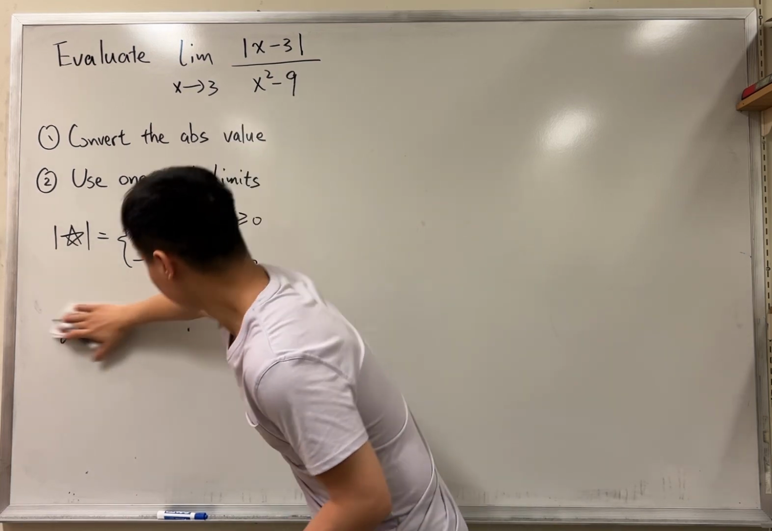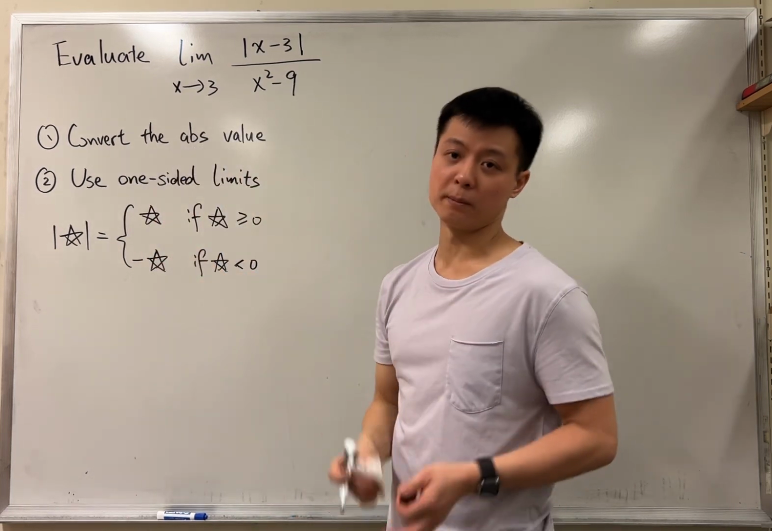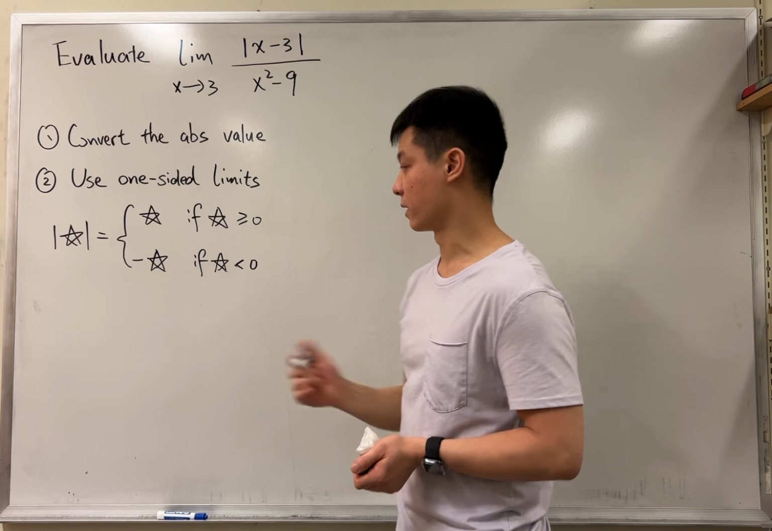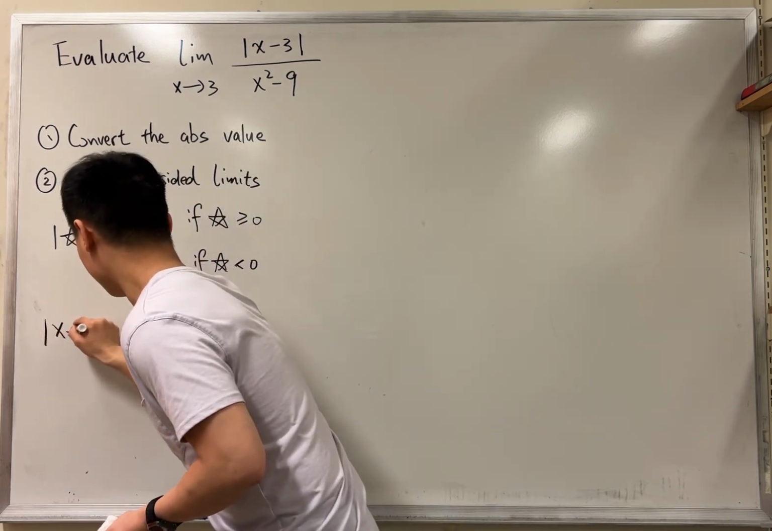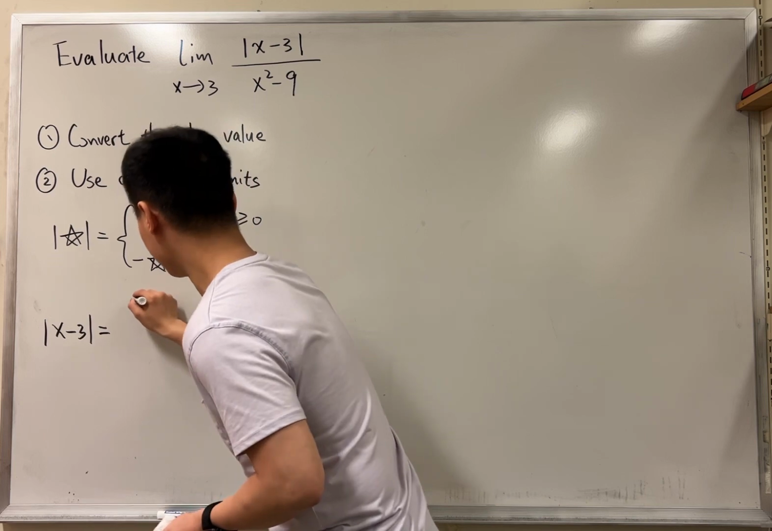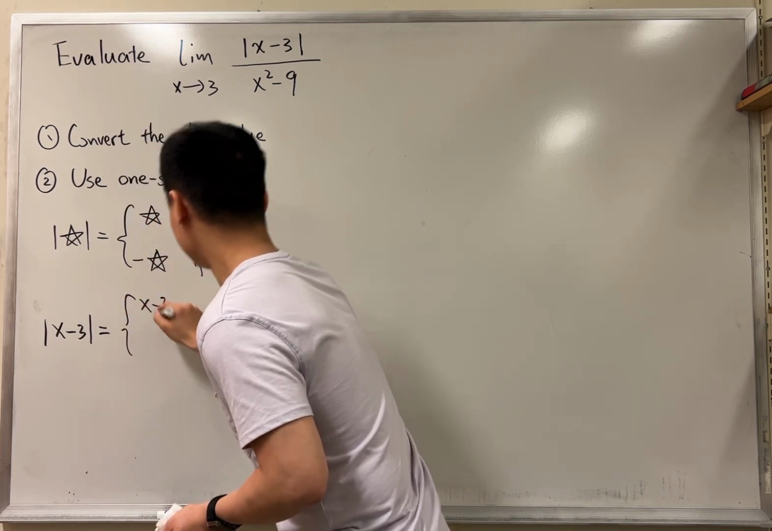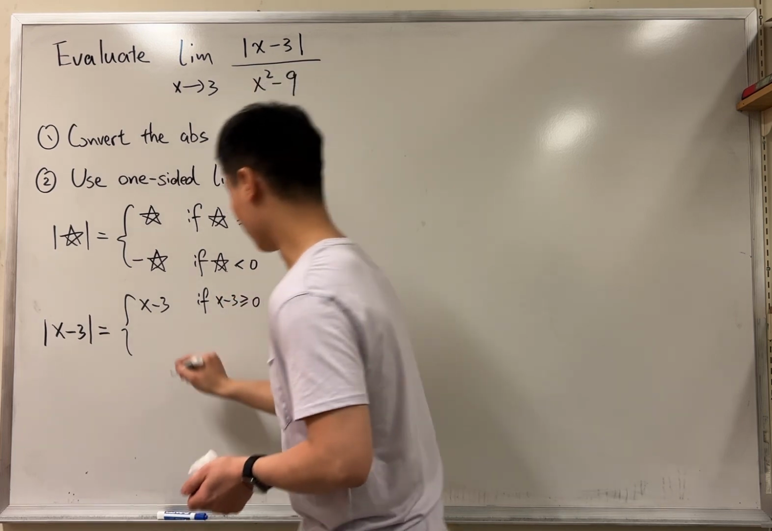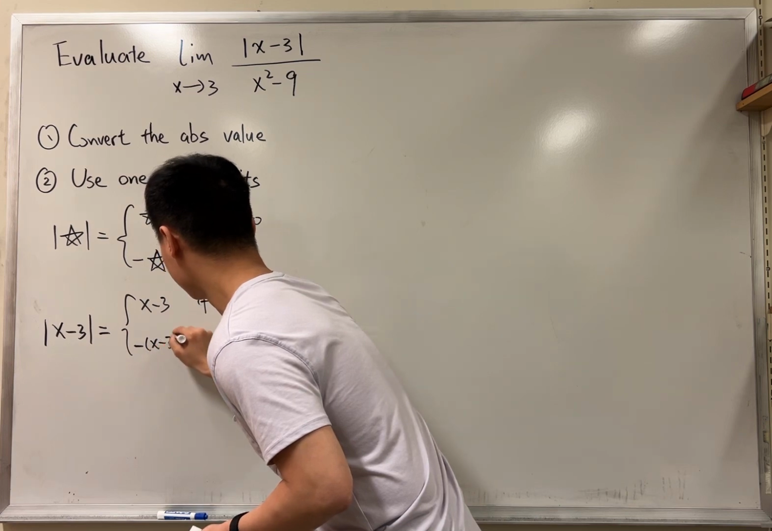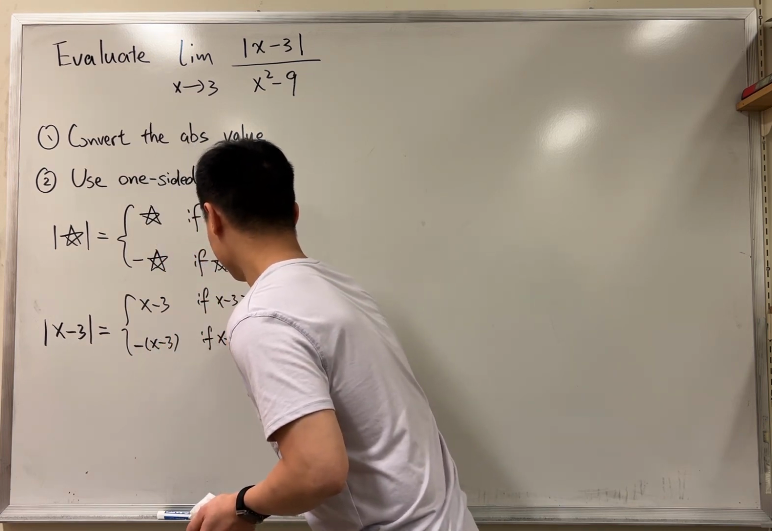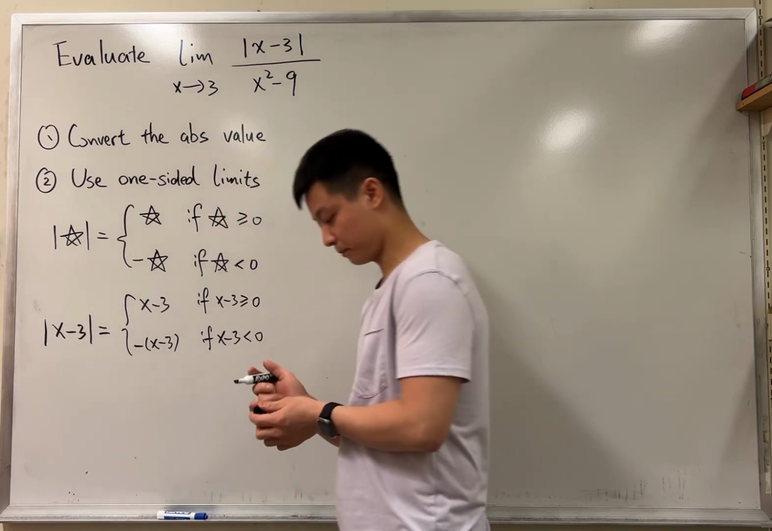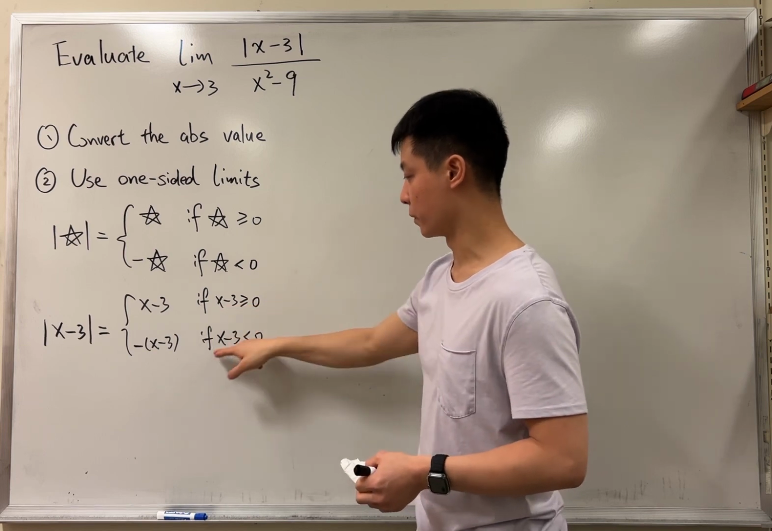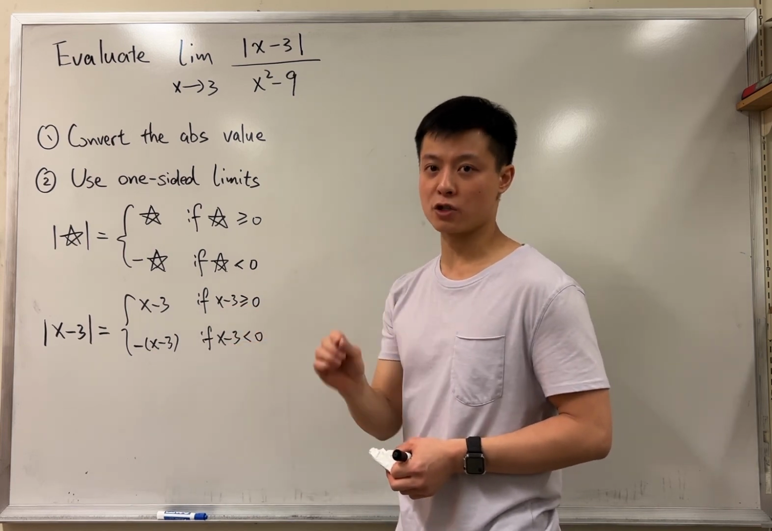Okay, so after understanding the concept of how to convert this into a piecewise function, let's take a look at how we can convert this absolute value of x minus 3. Using the template, we're going to have the absolute value of x minus 3 converted as x minus 3 itself if x minus 3 is greater than or equal to 0. And then we have negative of x minus 3 if x minus 3 is less than 0.